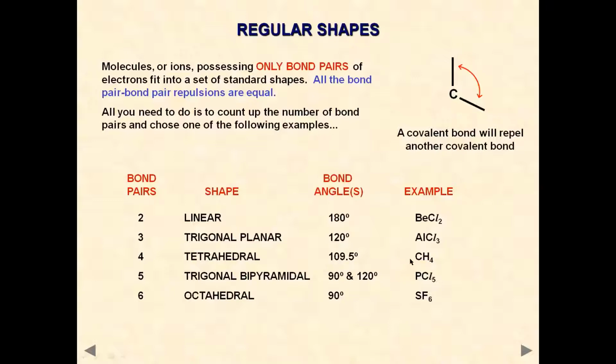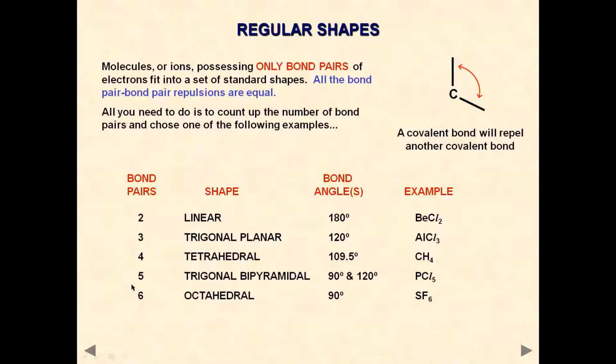It has to be written like this. And the example is CH4. If there are 5 bonds around the central atom, the shape is going to be trigonal bipyramidal. Again, we're going to look at the shape in a minute. And there are 2 types of bond angles there, 90 degrees and 120 degrees. Again, we're going to discuss these in detail, and the example for this is going to be PCl5.